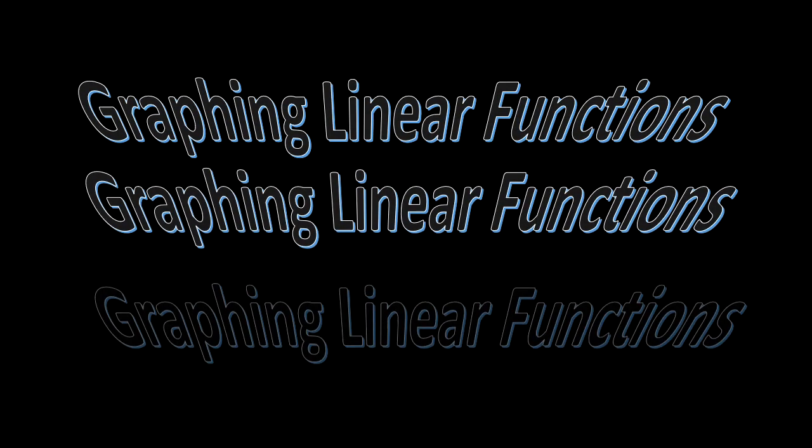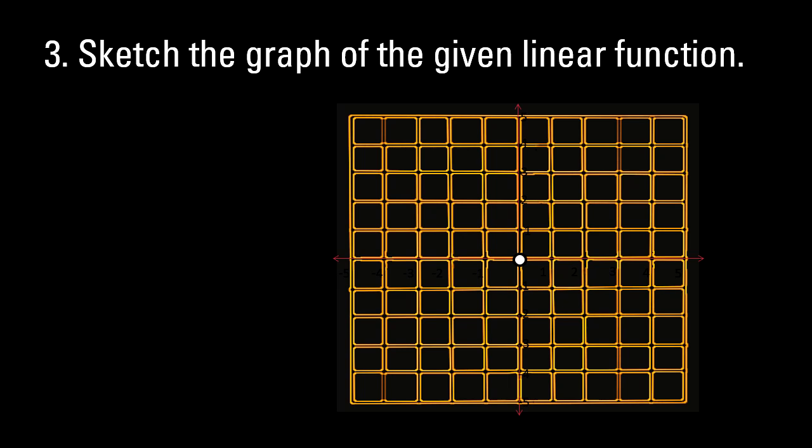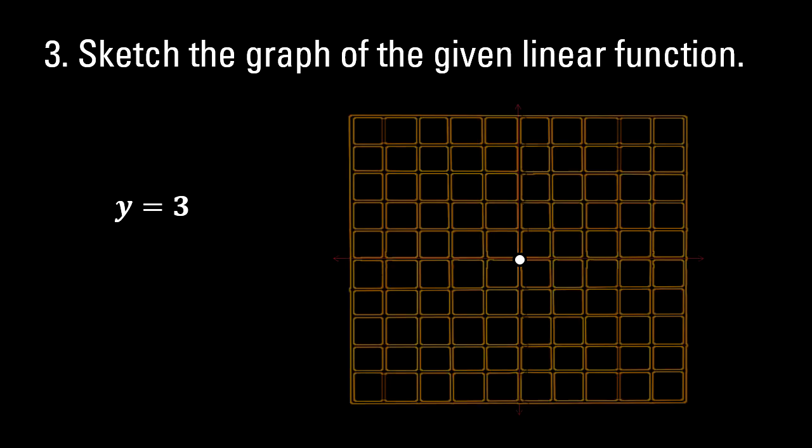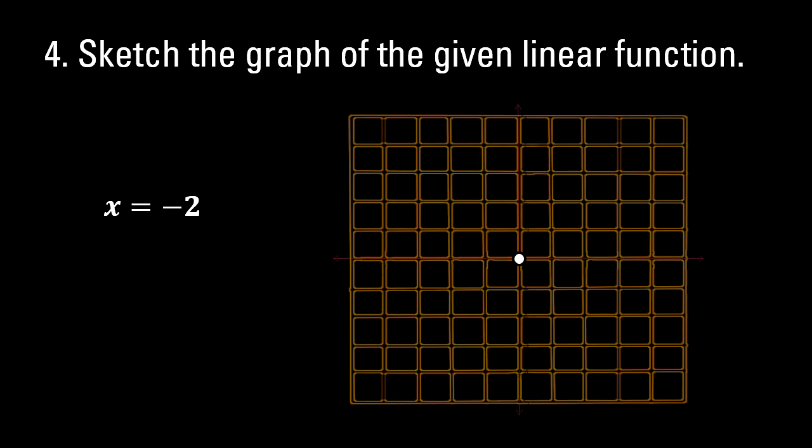Now we're going to start by graphing linear functions. So we learned first how to graph a point. Now we're going to start graphing a linear function. First of all, if I want to graph y equals 3, that's a horizontal line that goes through 3. I don't need to take a table of points for this one. So that's a horizontal line that goes through the point 3. Now, if I want to graph x equals -2, that's a vertical line that goes through -2.